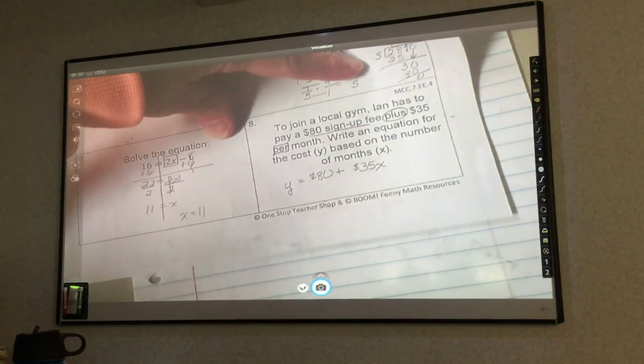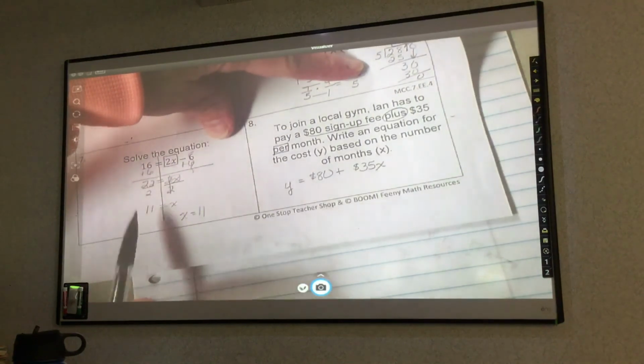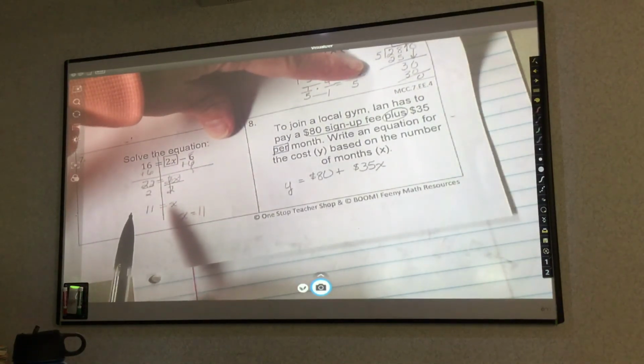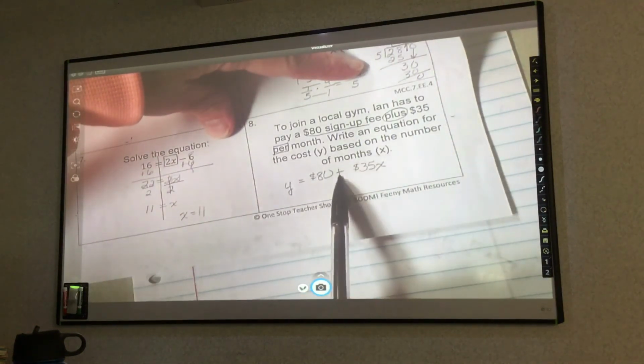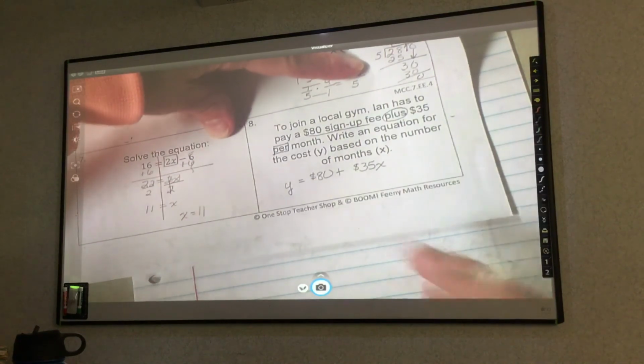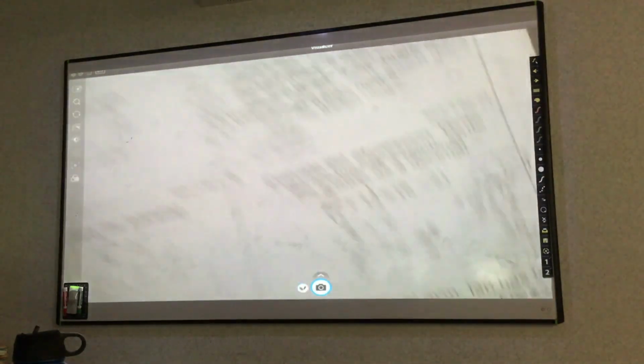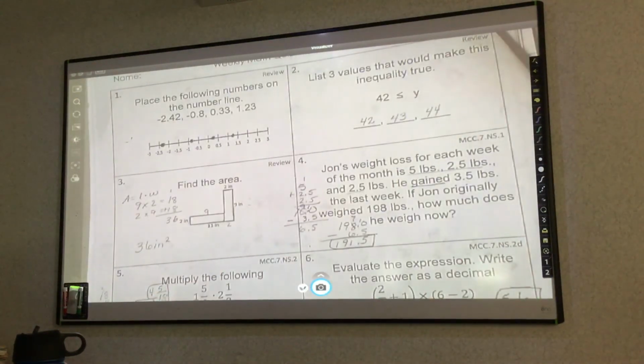Yes. On number 7, I wrote just 11. That's fine. Just put an x equals with it. And number 8. Go ahead and count up how many you got correct.